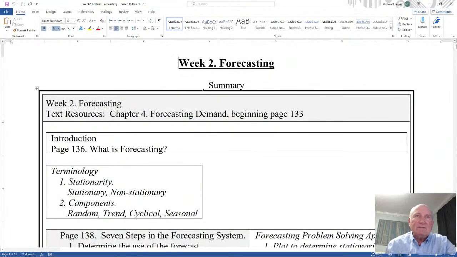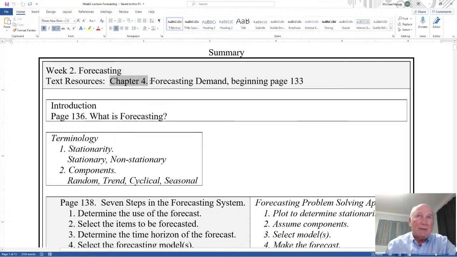Okay, I have a summary here. I start, and this is going to be Chapter 4, beginning on page 133 in the textbook. I will not cover everything in this chapter, but I'll cover most of it. And I'll cover what I feel is a good foundation, a good basis to build. So first, this is a summary.